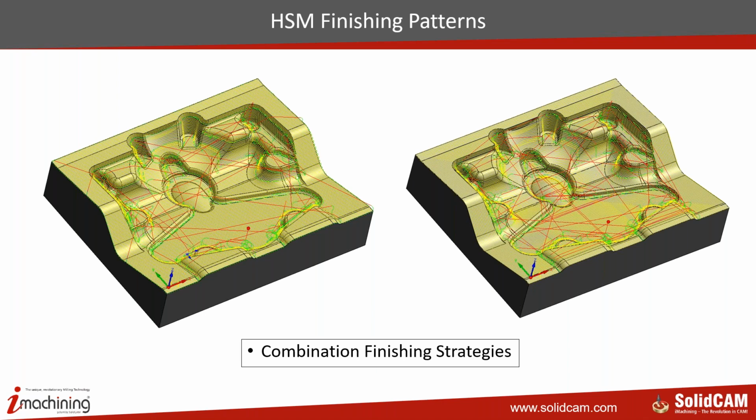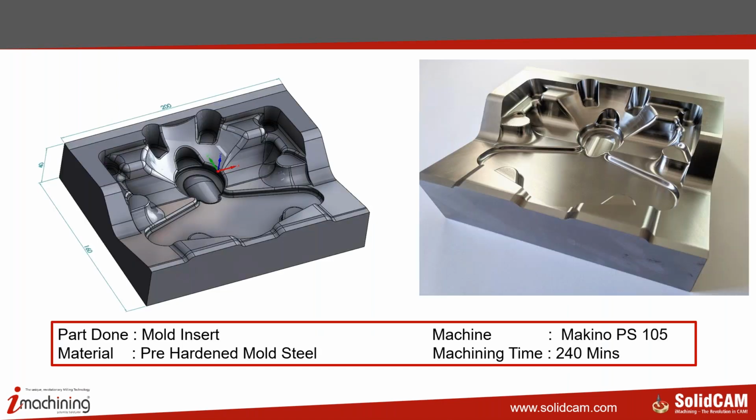Over the last several years, we have done some parts, and I would like to show you some photographs of the part. This is the mold insert. This is the most commonly found part inside SolidCAM. It's there in our user library. And this part was done on a pre-hardened mold steel on a Makino PS105. And this part is coming as is out from the machine. This is just to check our capabilities, to check the surface quality that we generate. And the machining time here was 240 minutes.